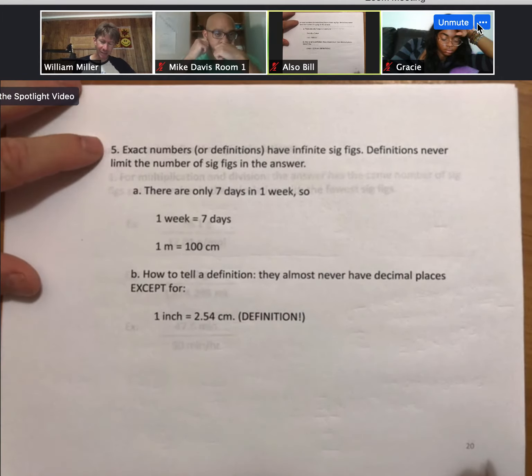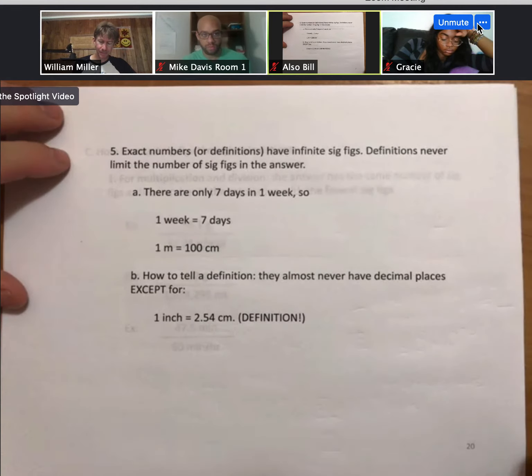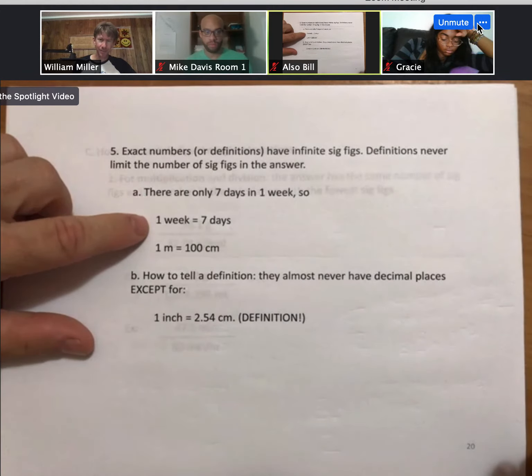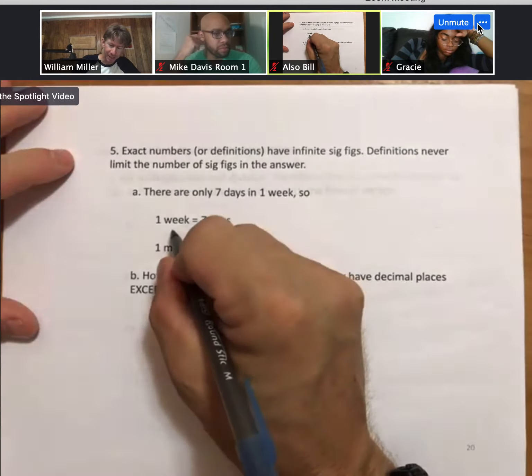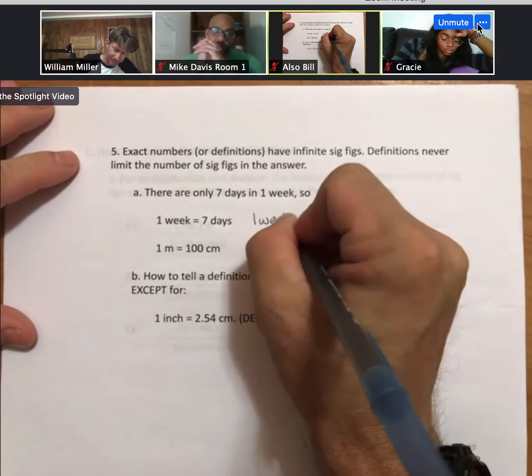So 5, exact numbers or definitions have infinite sig figs. For example, there are only 7 days in a week. Have you ever gotten to a week and there were 7.3 days? No, because I mean, it'd be nice. You know, sometimes I wish there were 25 hours in a day, but there's only 24. So 1 week equals exactly 7 days.